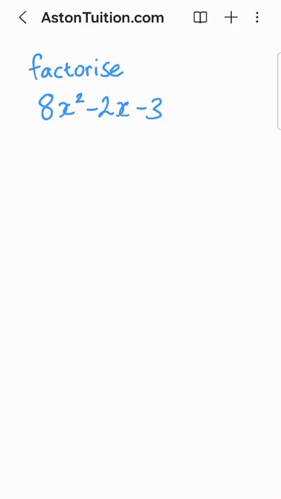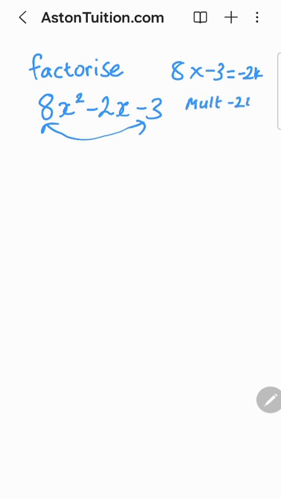Let's factorize this quadratic. So the 8, the coefficient of x squared, multiplied by the c value gives you minus 24. So 8 times minus 3 is minus 24. So you need two numbers that multiply to make minus 24 and add or take away to make minus 2. So those two numbers will have to be obviously 2 apart from each other.